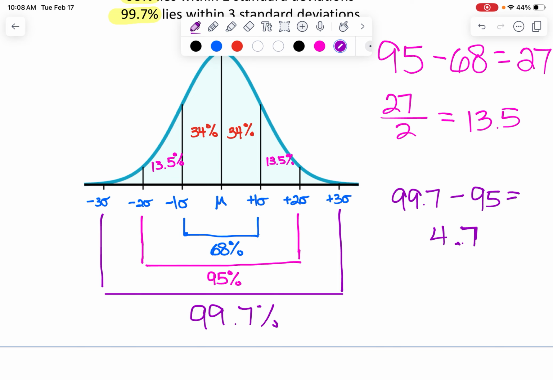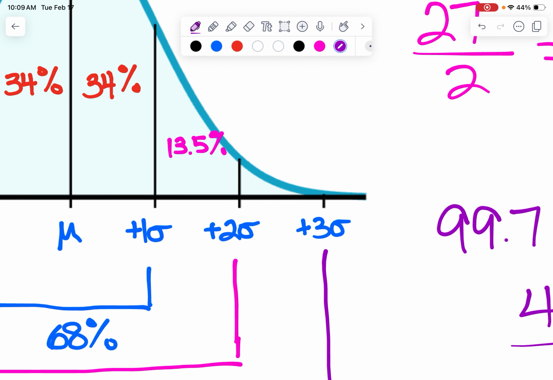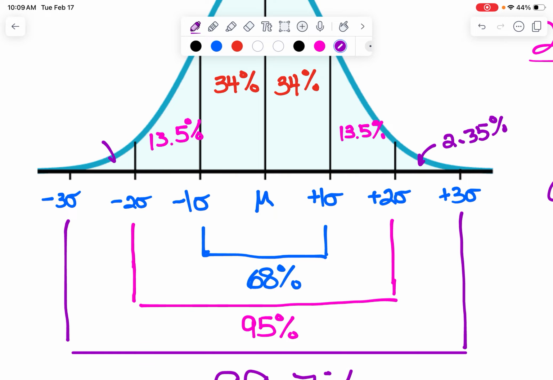Okay, 4.7. Now if we're going to cut that in half, that would give us 2.35. So each of those, this section right here is 2.35%. And this would be 2.35%. Okay.